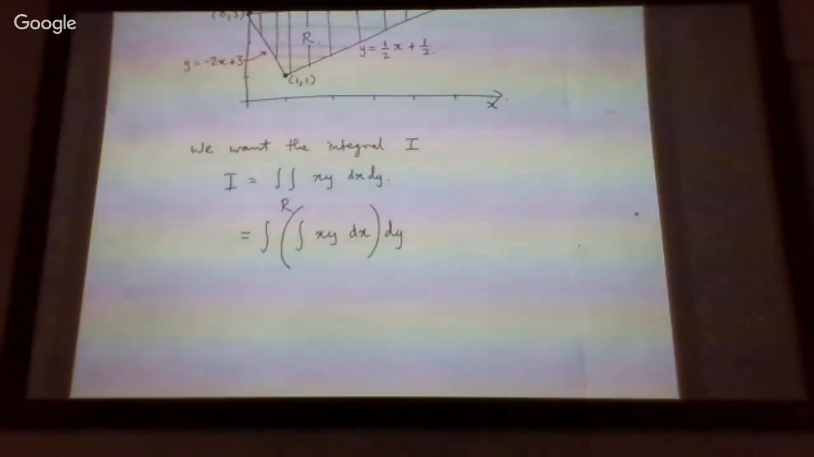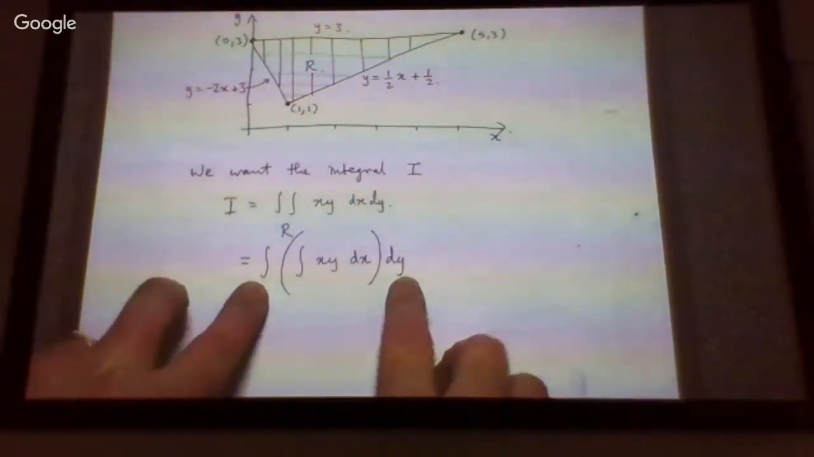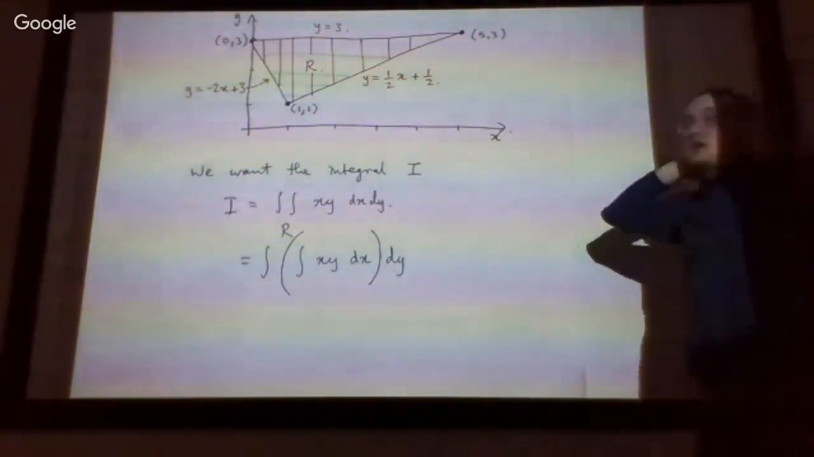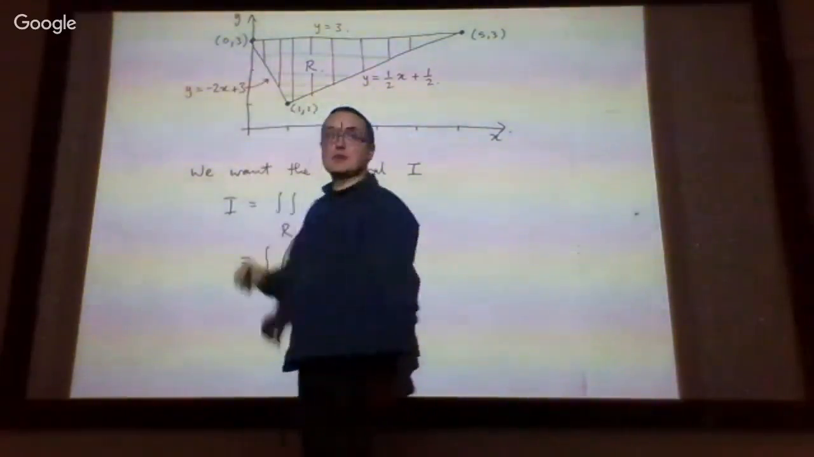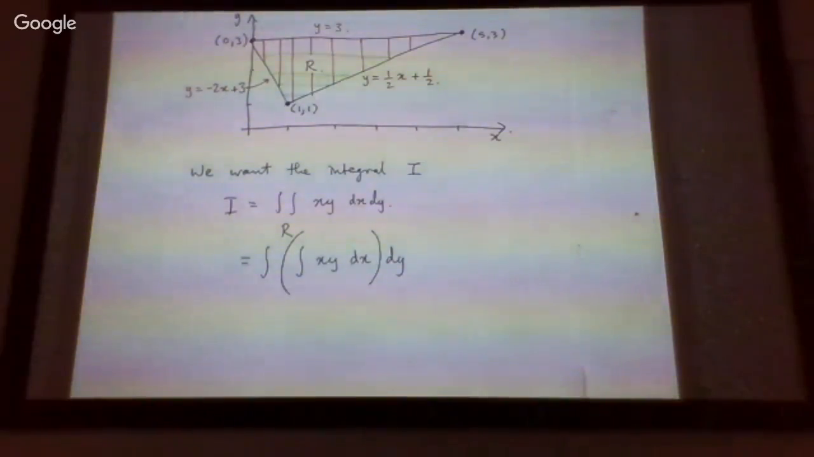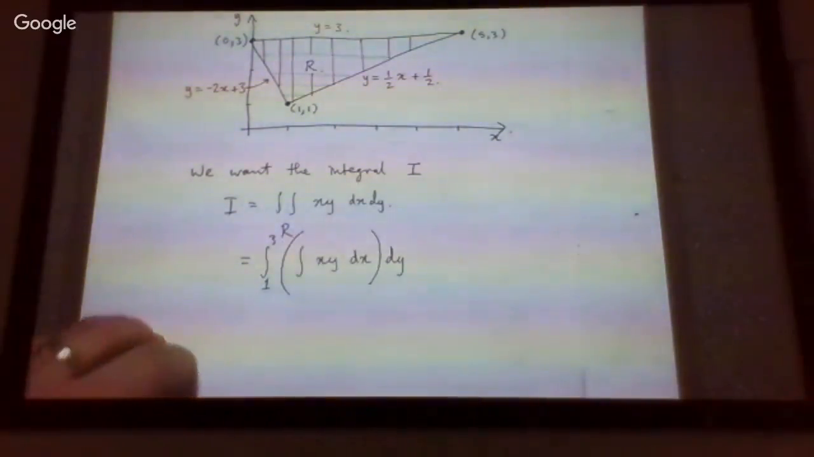So you work from the outside in. You look at your diagram and ask, between what values of the y variable, because that's the outer one, do you have to integrate to capture R? Well, we've got to start at this y value and go all the way up to that, because that's where the region is located, in that horizontal band between y equals 1 and y equals 3. We've got to integrate from 1 up to 3.